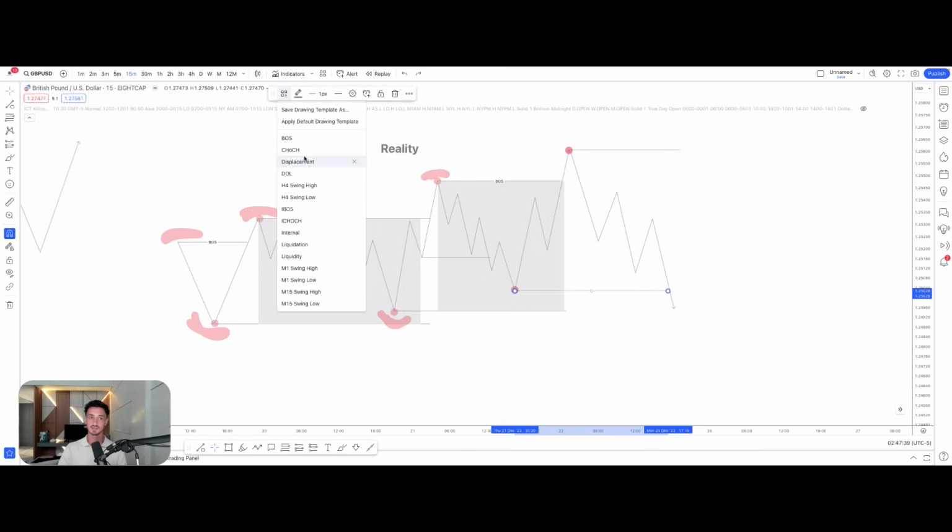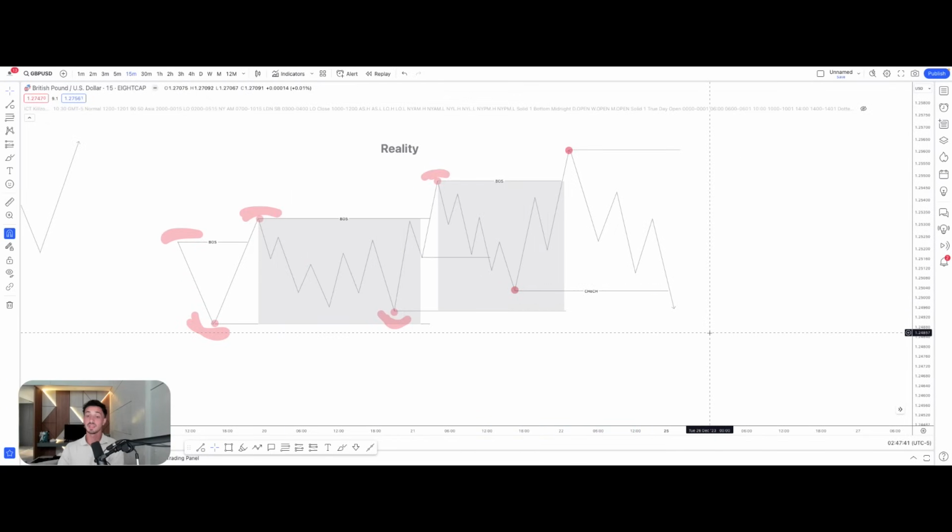The difference between the break of structure and the change of character isn't much in nature. It's really about what it means. A break of structure is a continuation of trend, but a change of character is a shift of trend from one side to the other. And so this is our change of character.